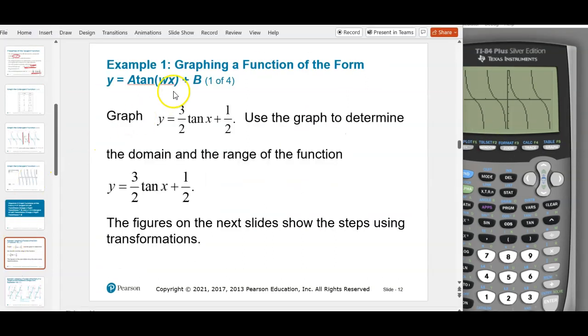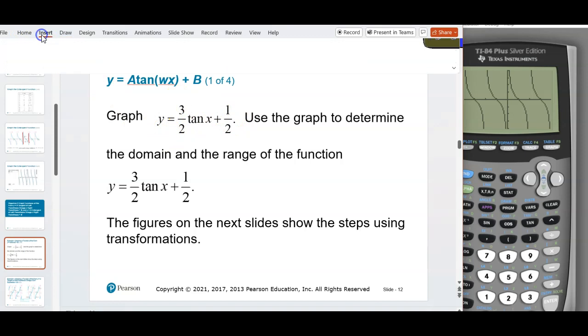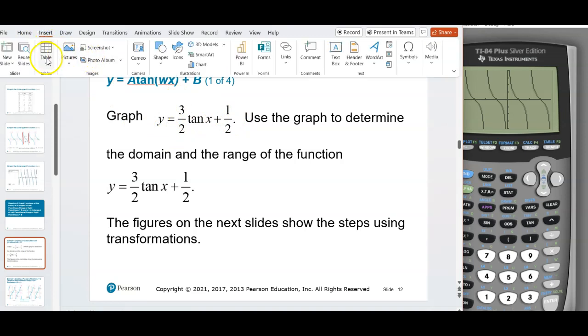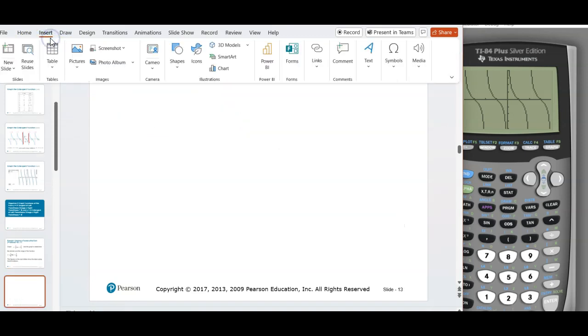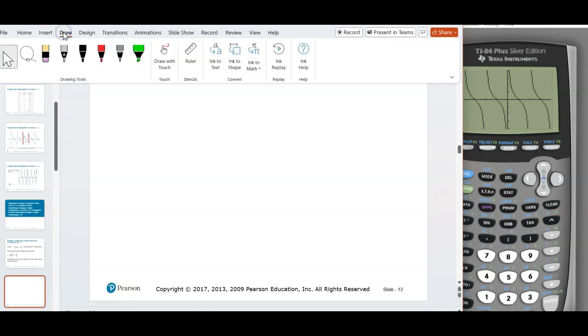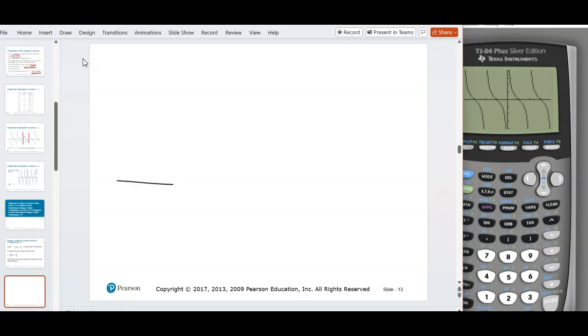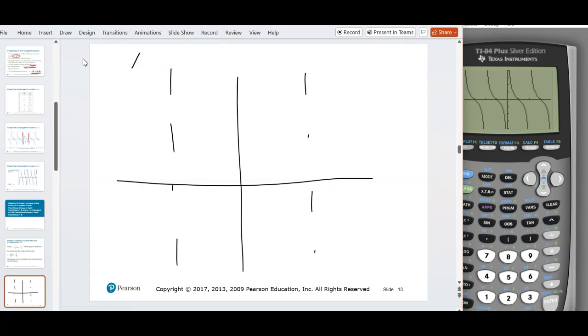All right, let's look at how we can graph the tangent function if it's been altered. I'm going to show you the procedure, very similar to how I did the sine and cosine alterations in the previous video, with the tangent function. So the big thing is those vertical asymptotes. There's the y-axis, and they take place at negative pi over 2 and positive pi over 2.